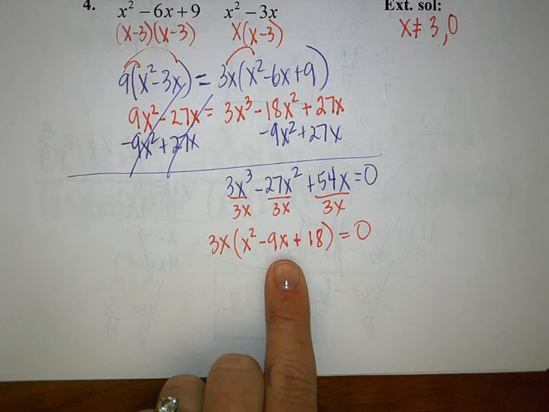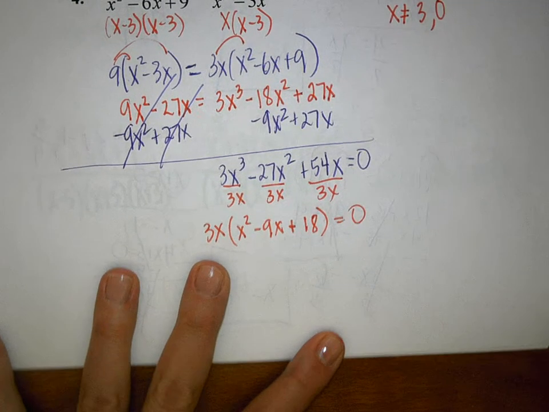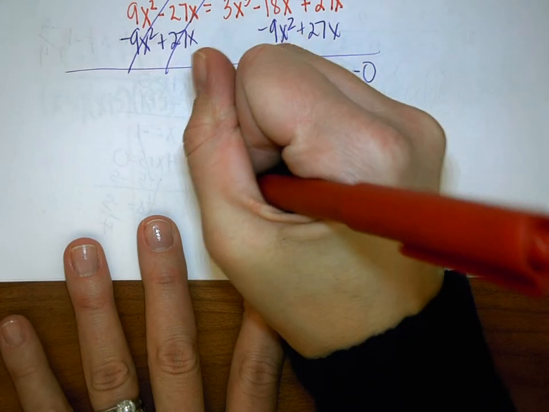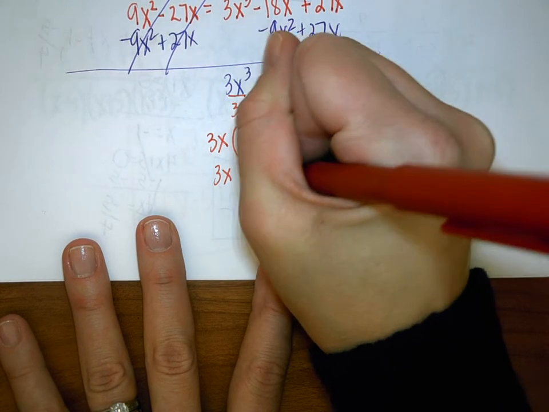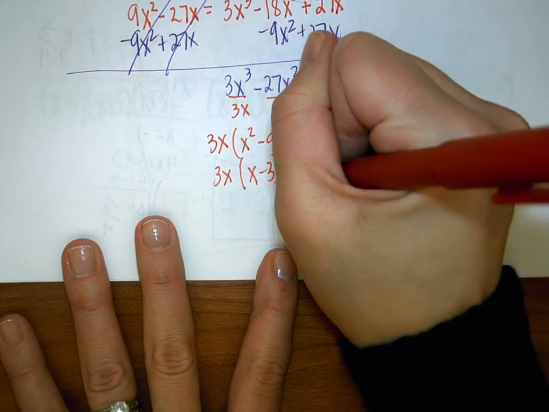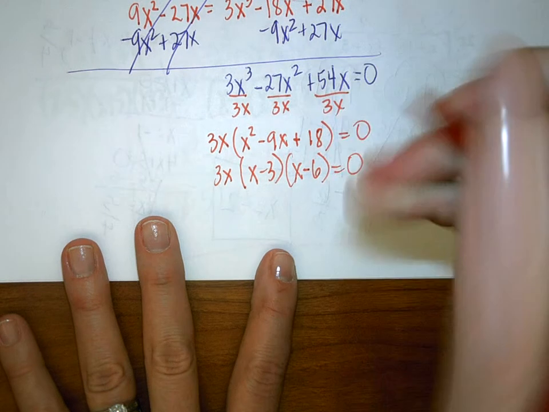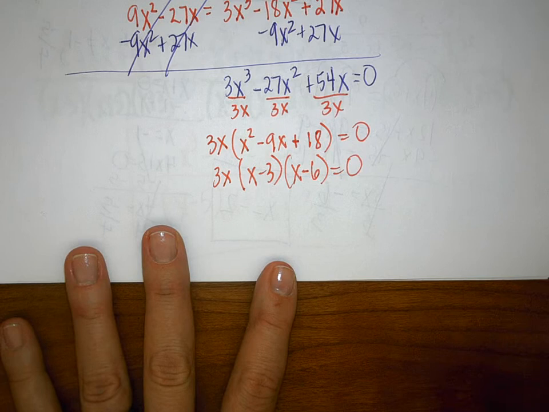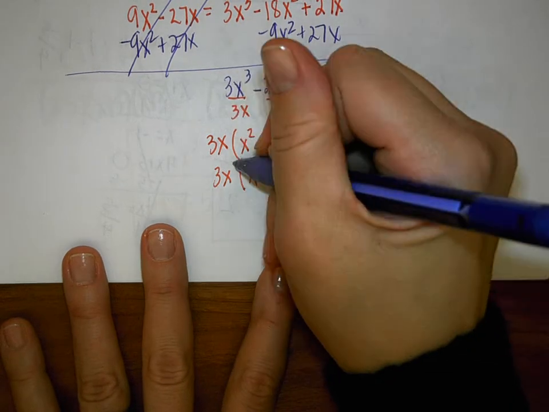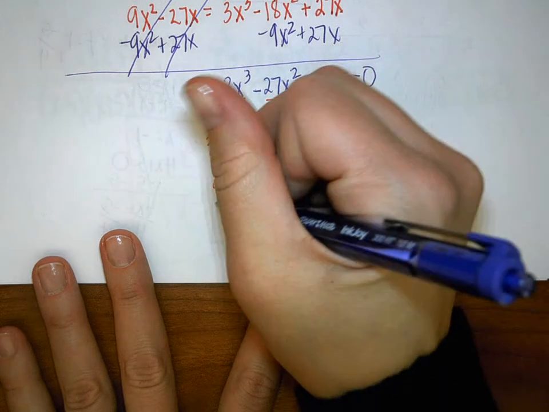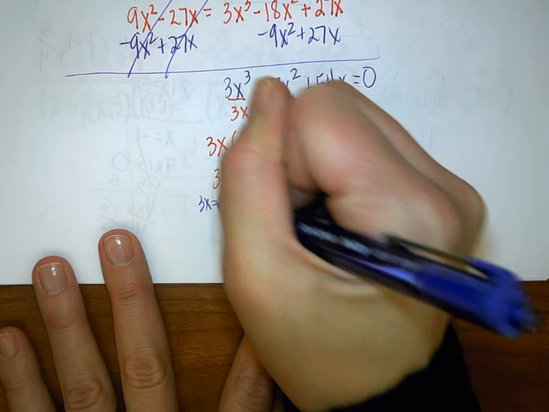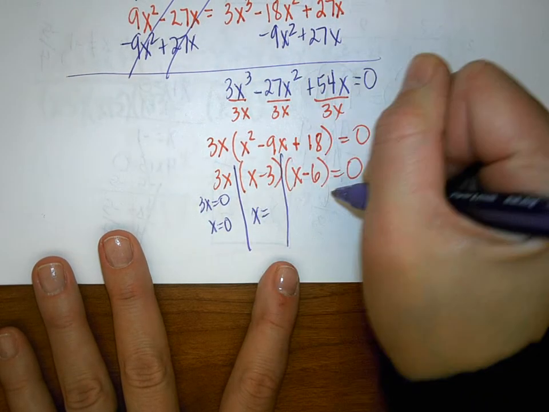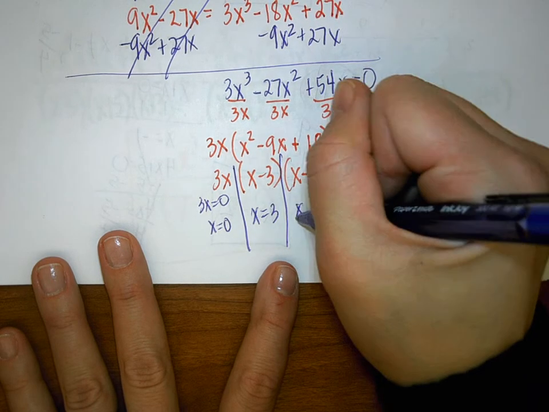Now we need to try to factor this further. Are there any numbers that multiply to be 18 and add to be negative 9? Good. X minus 3 and x minus 6. These both add to be negative 9 and multiply to be the positive 18. When we set these equal to 0, 3x equals 0 will be x equals 0. Here we get x equals 3, and here we get x equals 6.